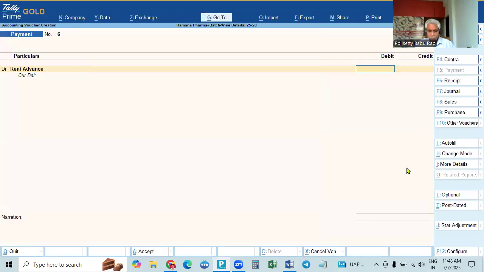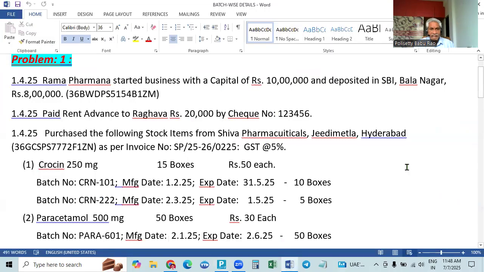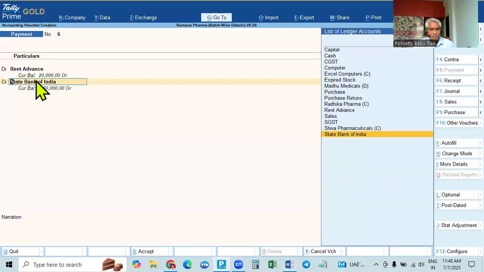So how much are you paying? We are paying 20,000 rupees as rent advance. Through bank, not cash. If you make it by cash, you will take cash here, payment of cash.